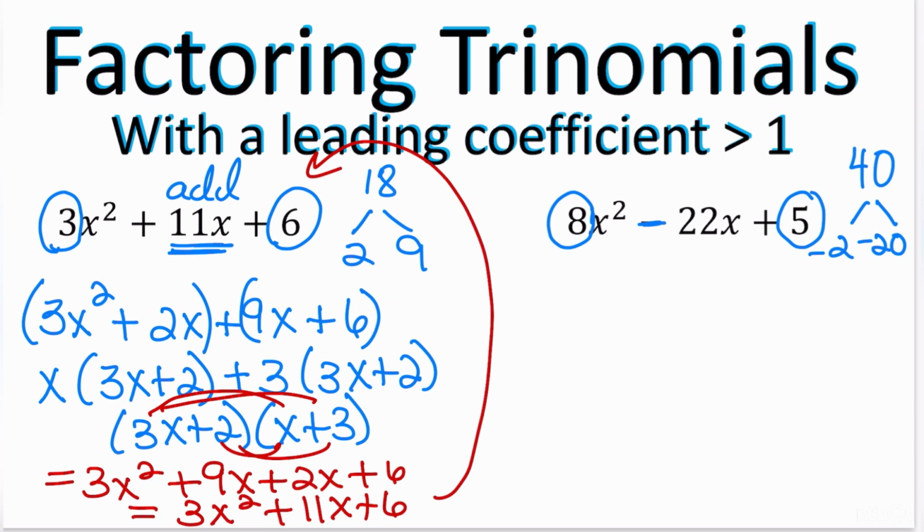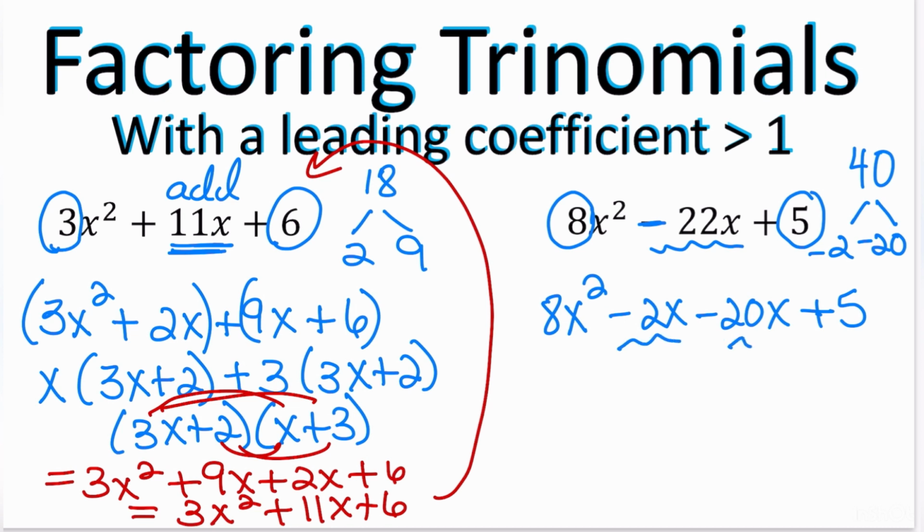So now I am ready to rewrite the problem. I'm going to write 8x squared, and then I'm going to take negative 2x, negative 20x, which is what I figured is going to multiply to give me positive 40 and add to give me negative 22, and then bring down the plus 5. So once again, I've broken up the negative 22 into negative 2 and negative 20. So now we're going to go ahead and factor by grouping.